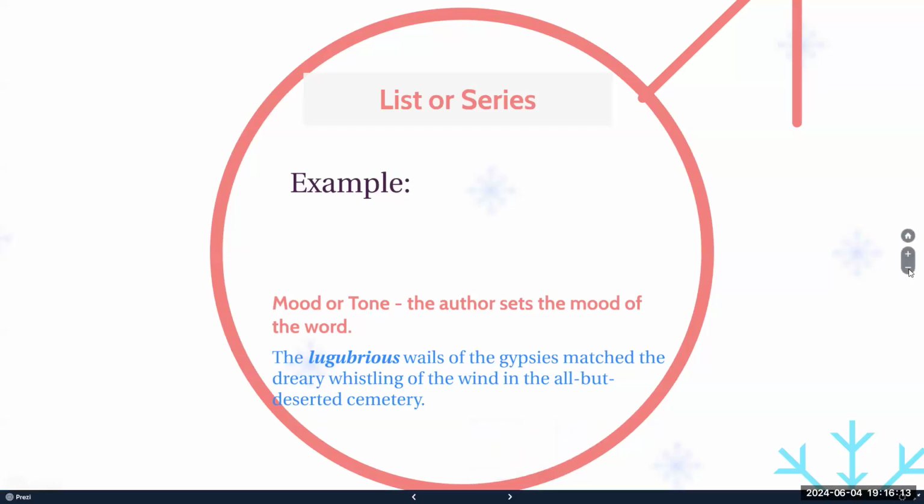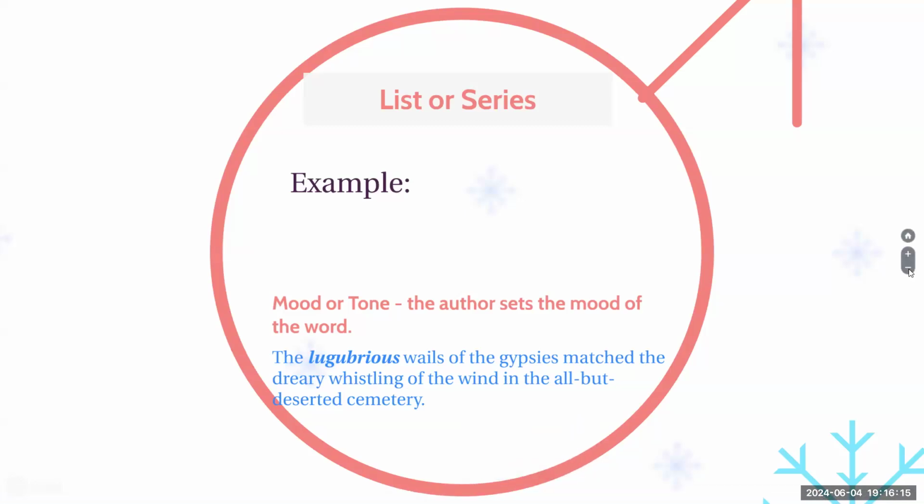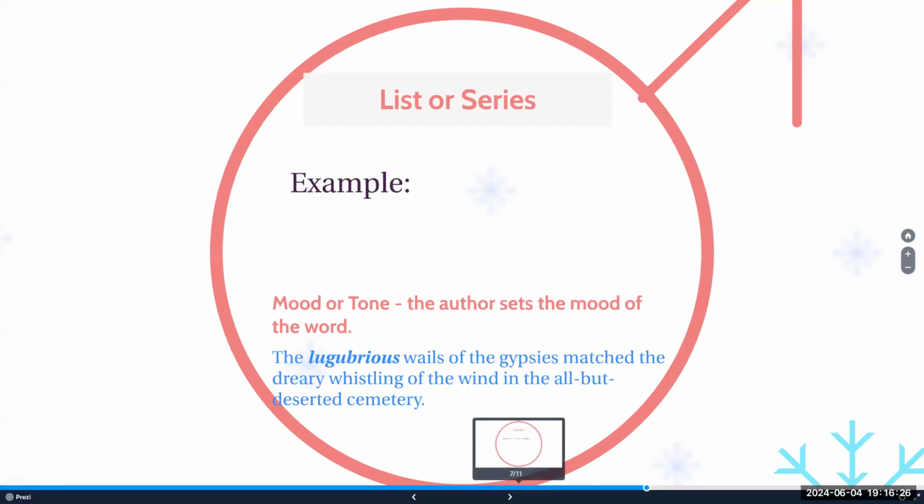But you can look at lists of things, and those lists of things, or a series of them, can help you understand the meaning, because they are frequent. There's a frequency of them. Okay?